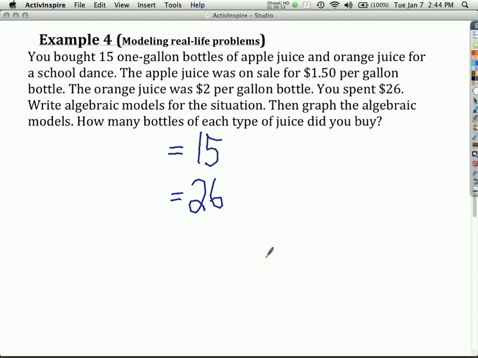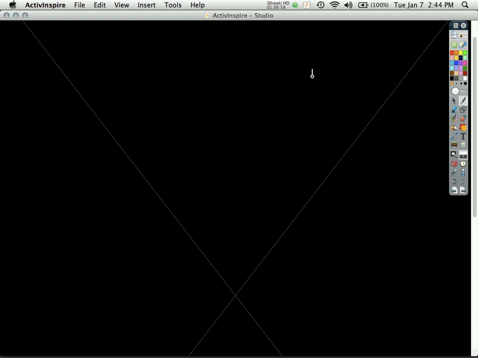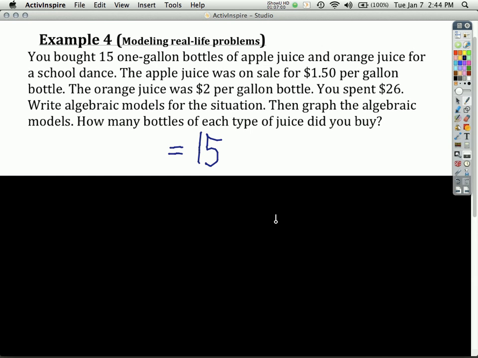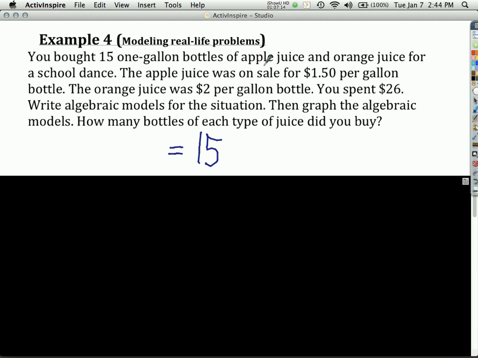So the question is, what goes on the left? Let's forget about the second one, and let's just talk about the first one. What is going to add up to 15? Daniel? Right, but there's 2 different types of juice. And so if we say that apple juice is X and orange juice is Y, then what would I put over here to complete the equation? Danielle?